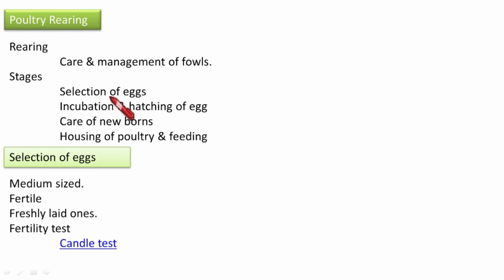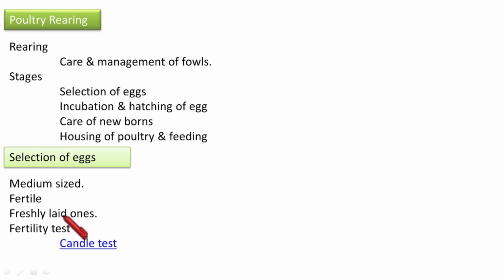First, the selection of eggs. Which type of eggs we need to select for rearing poultry? Medium-sized eggs are better, and also those eggs should be fertilized ones. How we can understand whether the egg is fertilized or not, I will tell you later. And also freshly laid ones are good. All eggs are not good for rearing the poultry.